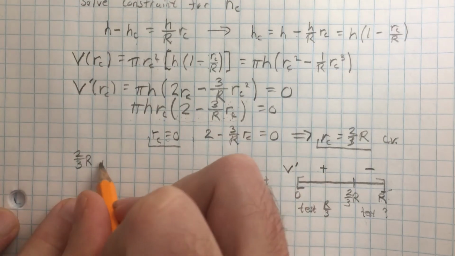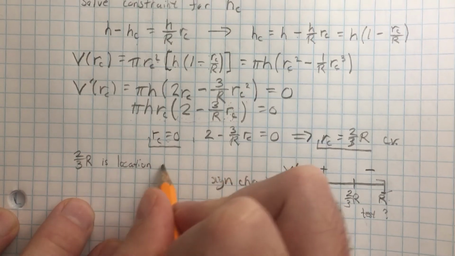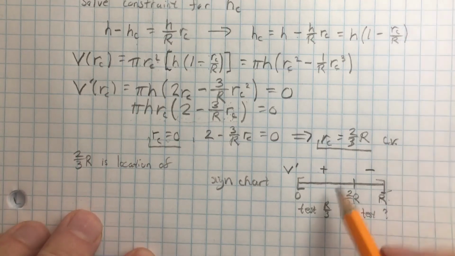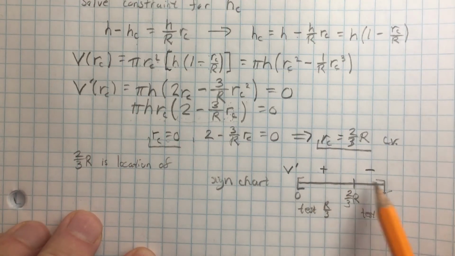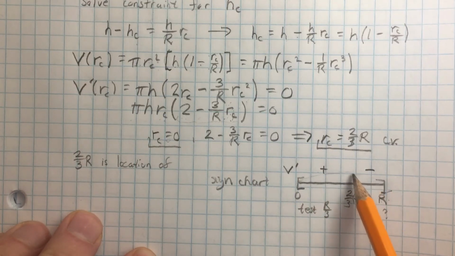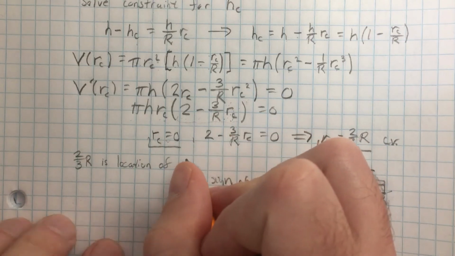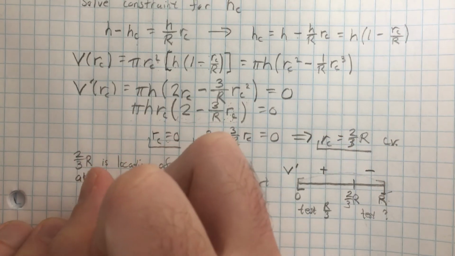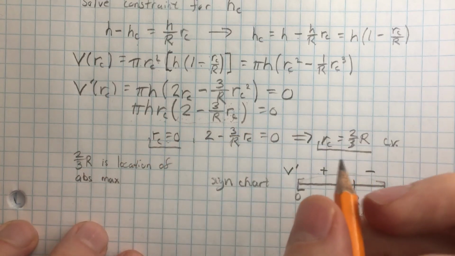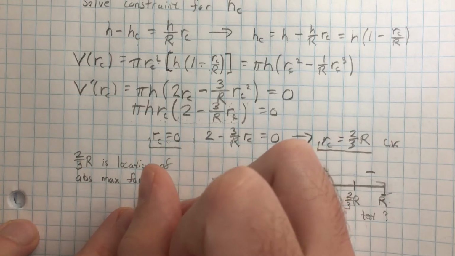2/3 R is the location of a relative max, but not just relative, because on this closed interval, this is also an absolute max. The whole time here, you're going up towards this location, and then right after you're going down, and you continue to go down even until R itself. So therefore, this must be an absolute max on that interval. So 2/3 R is the location of the absolute max for the volume function.